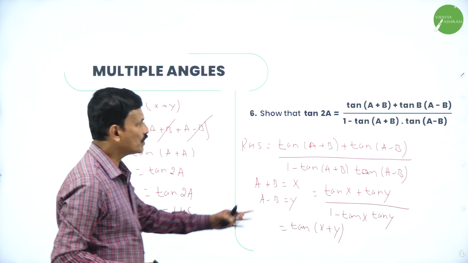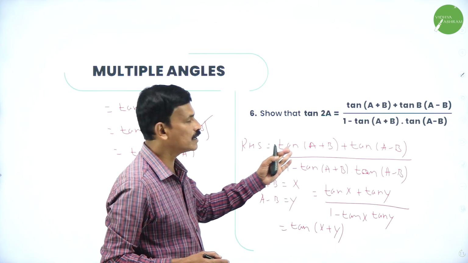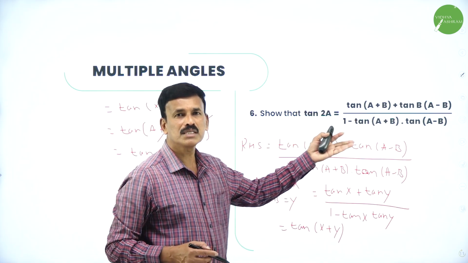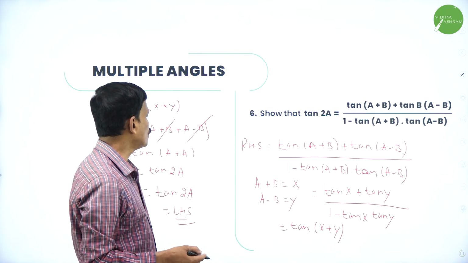Very simple. If you observe carefully, this is of the form tan A plus tan B divided by 1 minus tan A tan B, which is nothing but tan of A plus B. A plus B plus A minus B: minus B plus B gets cancelled, A plus A is 2A. That's all, tan 2A. Now, move on to the next problem.